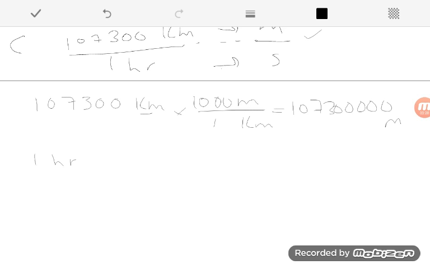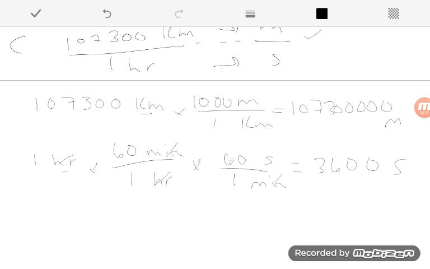So I have 1 hour. I need to turn that into seconds. So I have hour here. It needs to go down here. 1 hour is equal to 60 minutes. So I get rid of my hours. But I want to go to seconds, so I need to get rid of my minutes. They're going to go on bottom. 1 minute is equal to 60 seconds. So now my minutes will cancel. I'll be left with seconds. And 1 times 60 times 60 gives me 3,600 seconds.